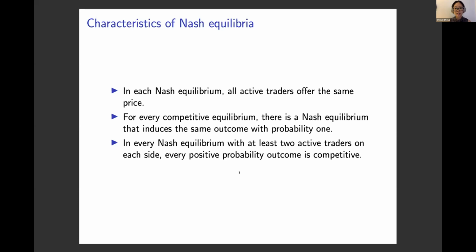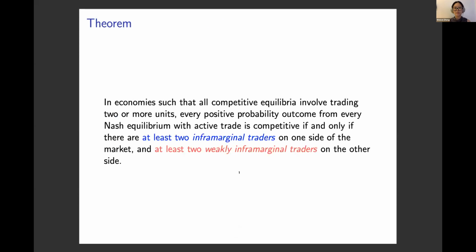So with this, we can reach our main theorem. Here we propose a necessary and sufficient condition for the coincidence of Nash equilibrium and competitive equilibrium. Basically, we say that if there are at least 2 inframarginal traders on one side and at least 2 weakly inframarginal traders on the other side, then all the outcomes from Nash equilibrium are competitive. So what is an inframarginal trader here? This definition is quite relaxed.